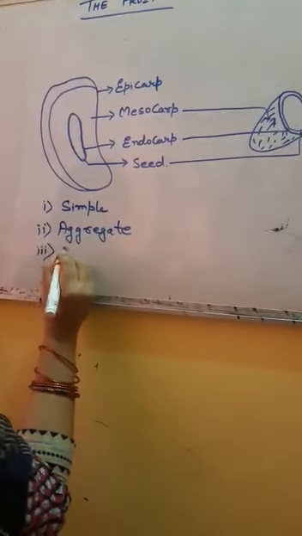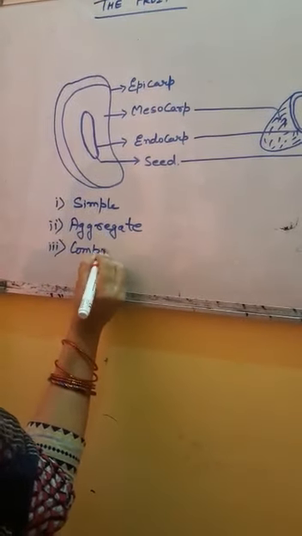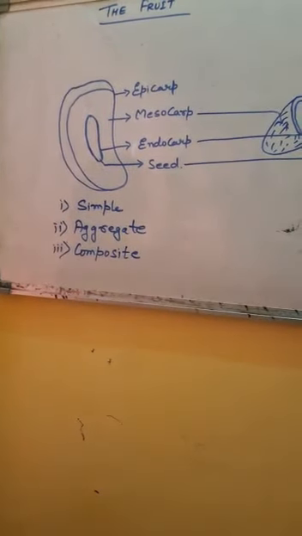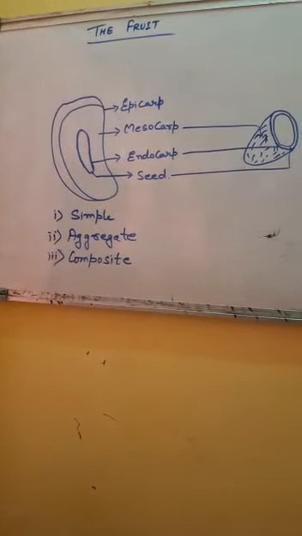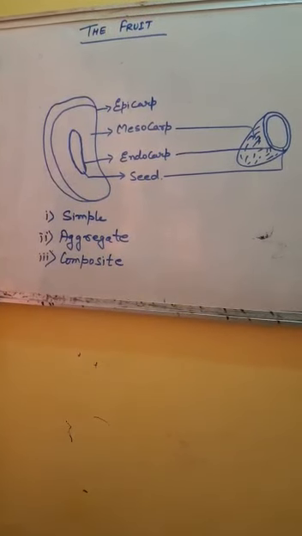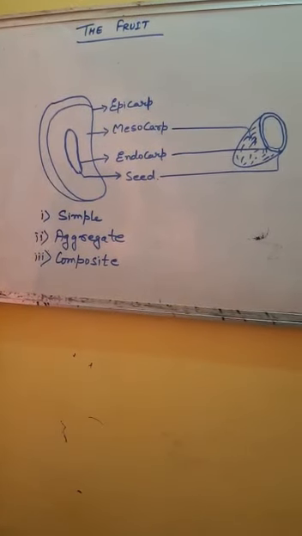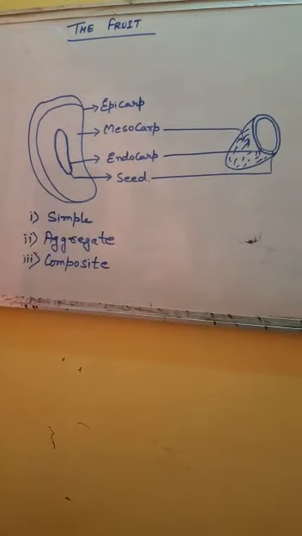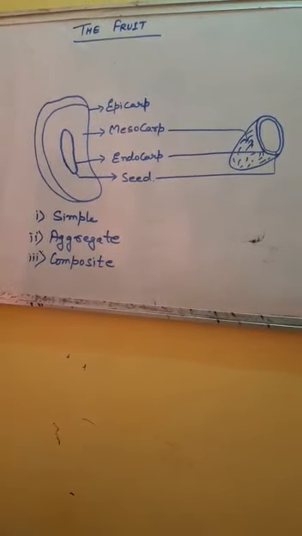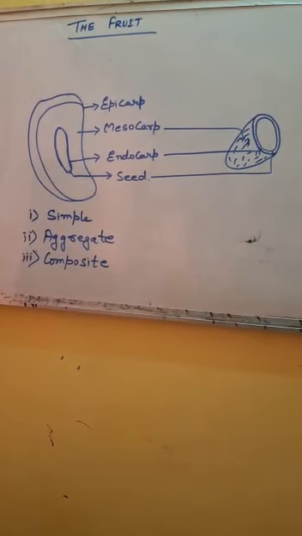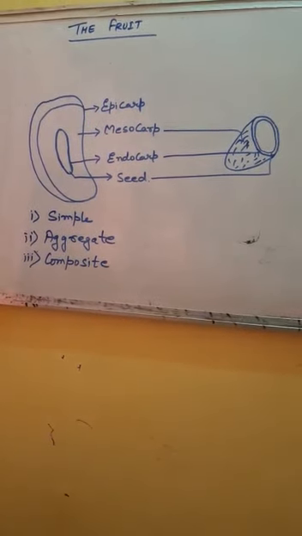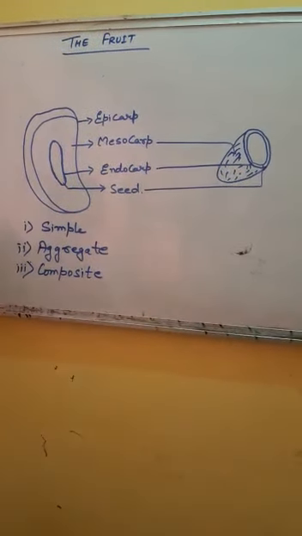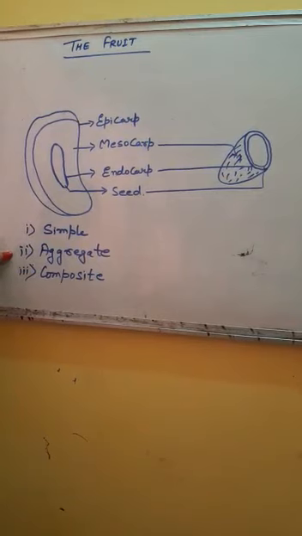The third type of fruit is called composite fruit. Composite fruits are the fruits which develop not from a single flower but from the entire inflorescence. Means a single fruit that we see is not developed from a single flower, but it is the complete inflorescence, a bunch of flowers together. Examples are pineapple and jackfruit.